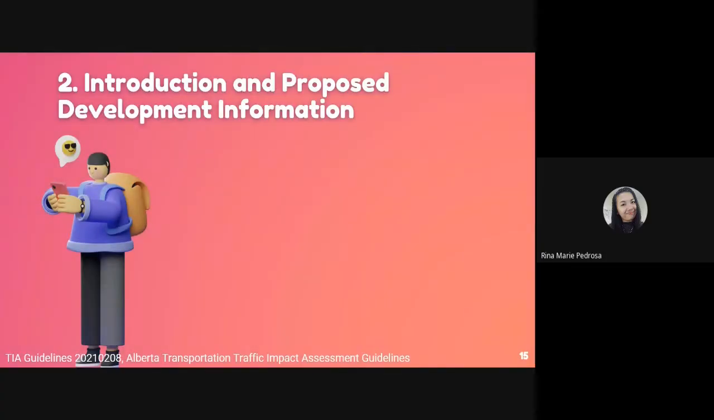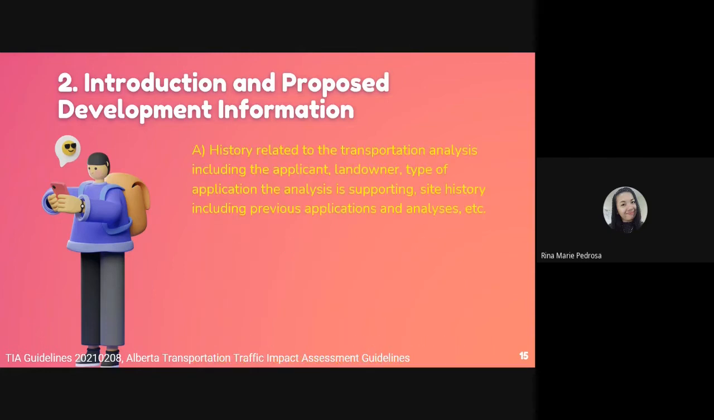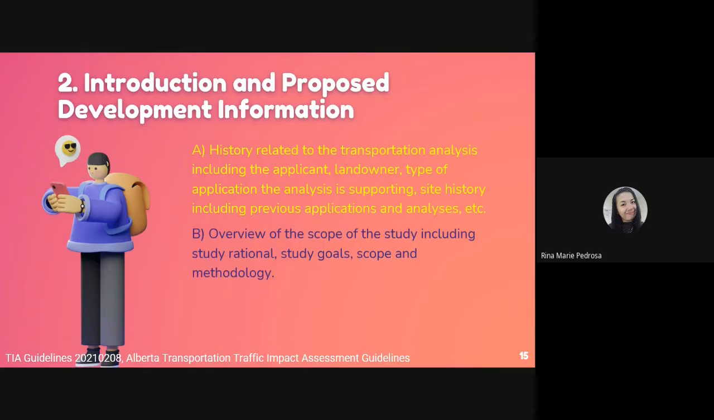The introduction of background information is to provide an understanding of the proposed development and its location with respect to the provincial highway system. So this portion of the report should provide the following information: a history related to the transportation analysis, including the applicant, landowner, type of application the analysis is supporting, site history, including previous applications and analysis, etc. It should also include an overview of the scope of study, including study rationale, study goals, scope, and methodology.